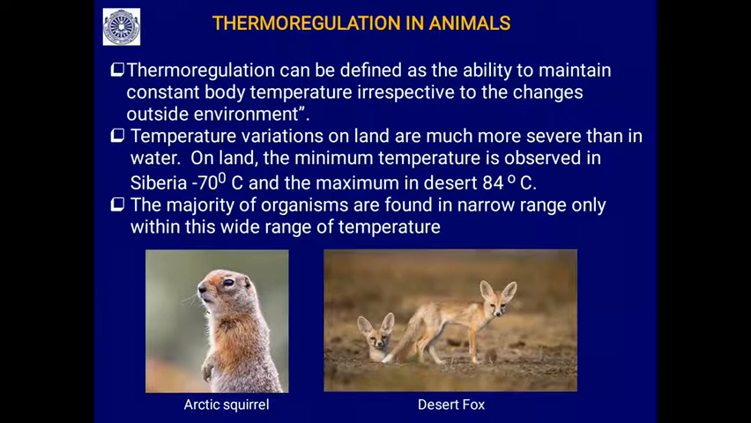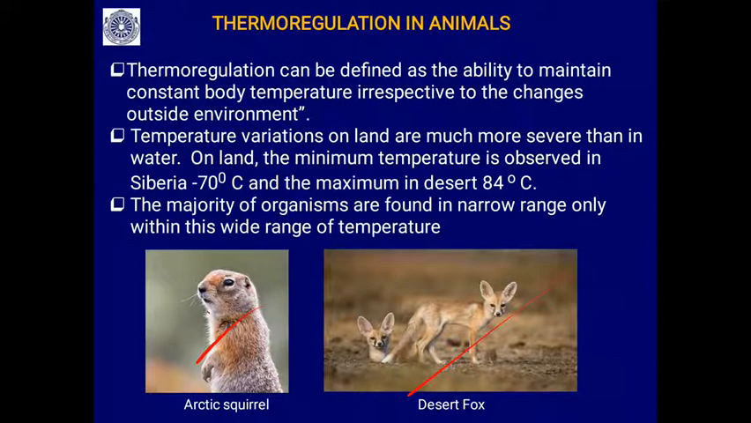At that temperature also you will find animals like Arctic squirrels and desert fox. The maximum temperature is in the Iran desert, about 84 degrees centigrade, and there also you will find animals. So, the majority of animals are found in a narrow range, even though a wide range of temperature exists on the earth.